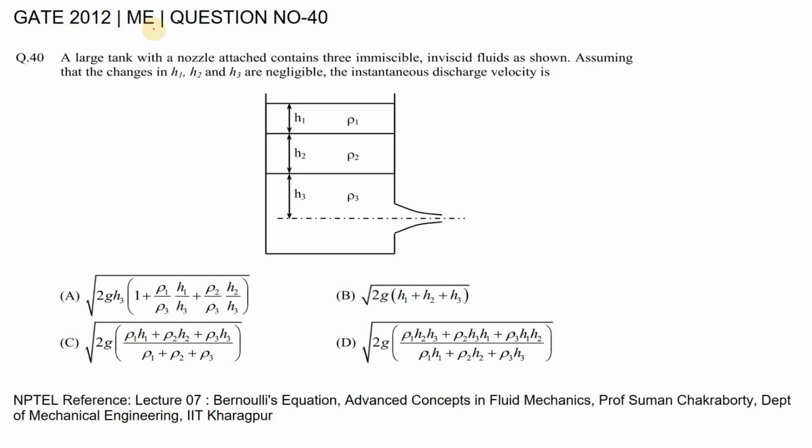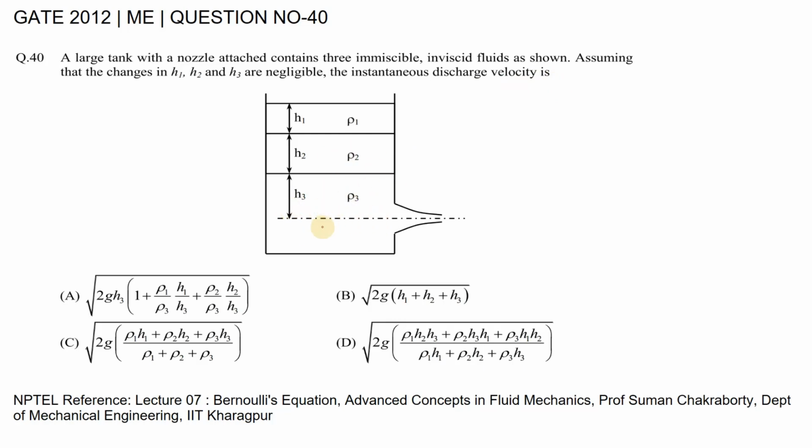This question is from GATE Mechanical Engineering of 2012. This is question number 40. The question is, a large tank with a nozzle attached contains 3 immiscible inviscid fluids as shown, assuming that the change in H1, H2 and H3 are negligible. The instantaneous discharge velocity is, so we need to find here instantaneous discharge velocity.